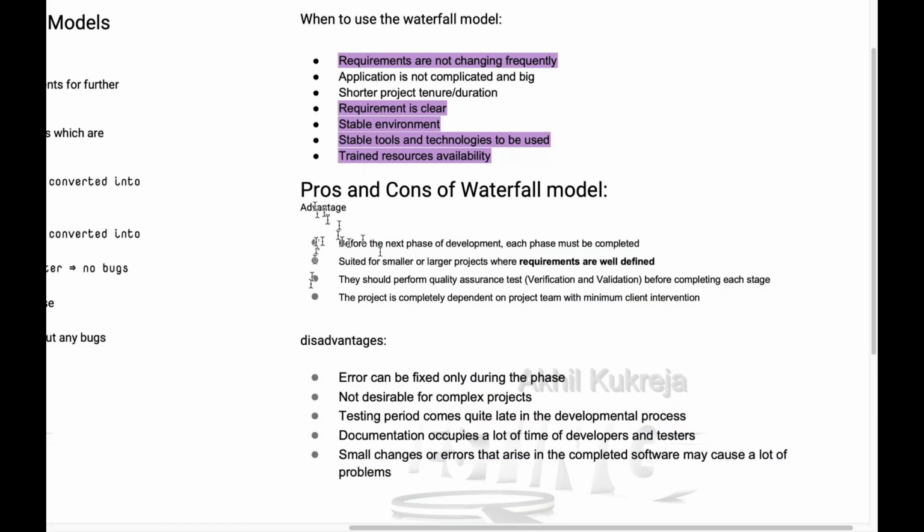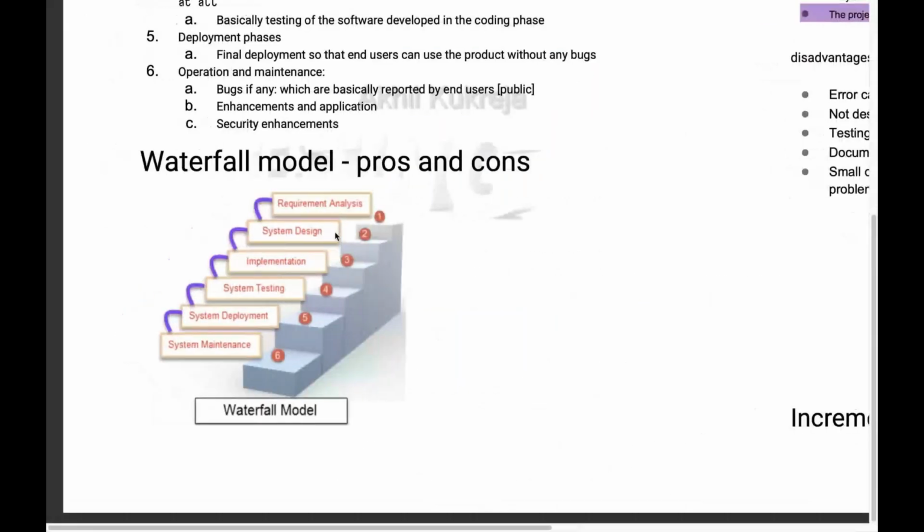Another thing: the project is totally dependent on the project team with minimal client intervention. There is no client requirement. Why? Because if I talk about this particular side, what exactly is happening here is we are discussing the requirements. Now, if we finalize the requirement, the client and stakeholders are there at step 1. Once this is done, for steps 2, 3, 4, 5, 6, there is no interaction with the stakeholders. They are not at all bothered about what exactly is happening or being done in the team, right? All they want is the final product.